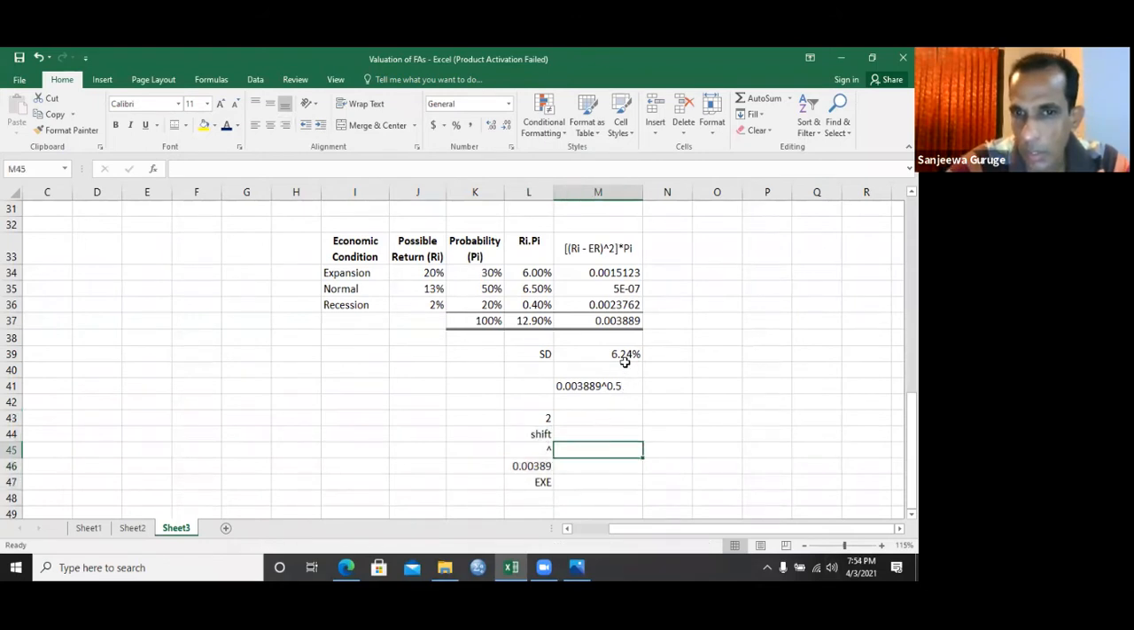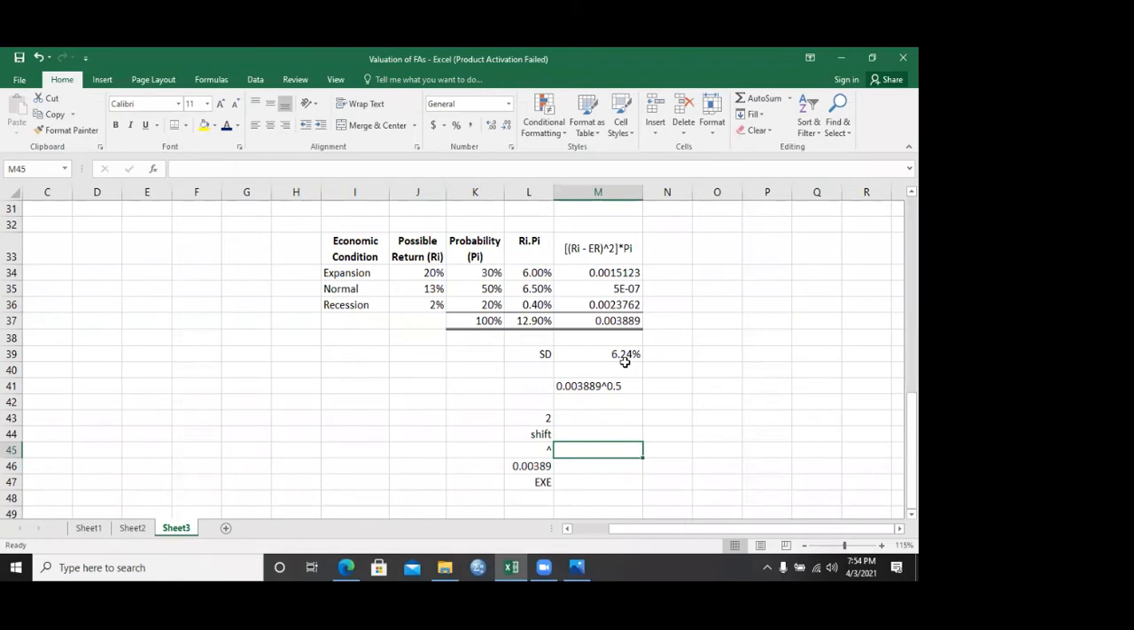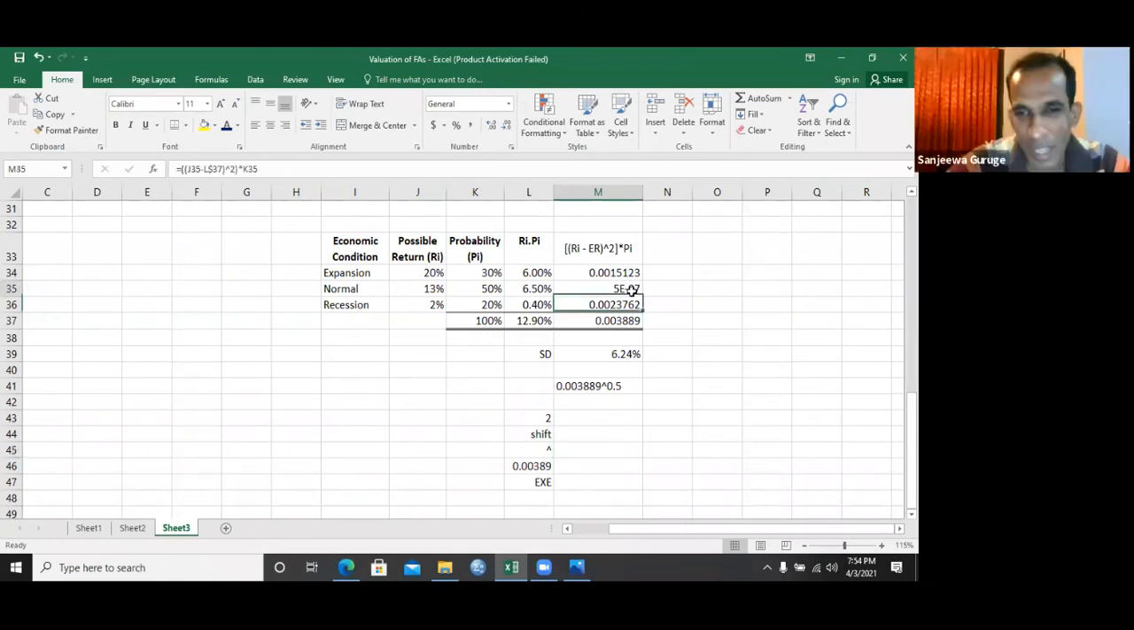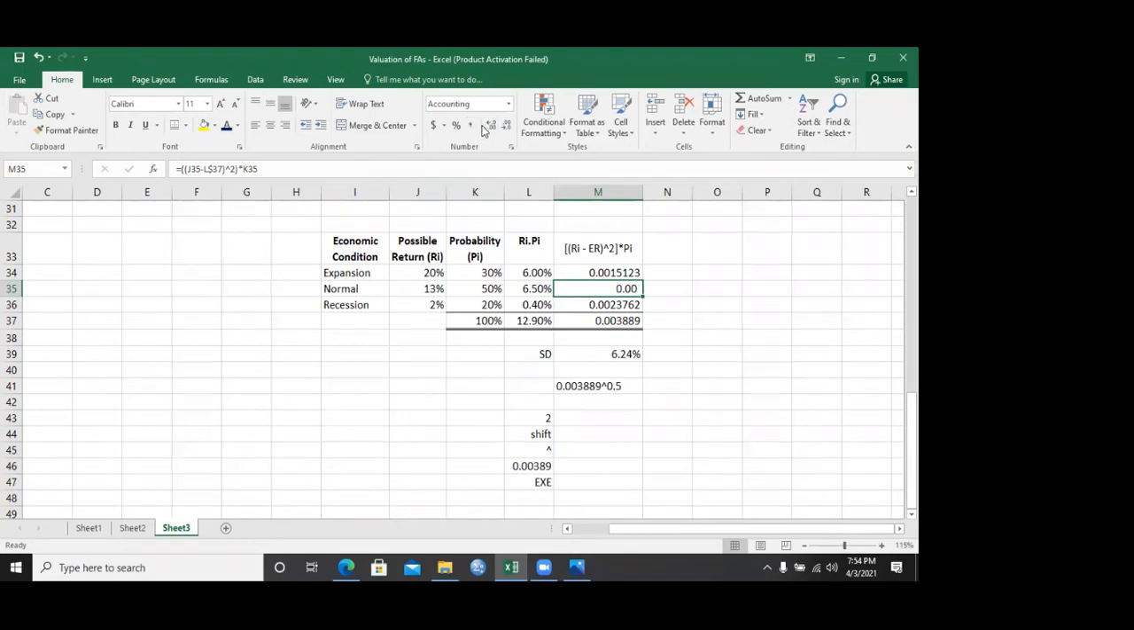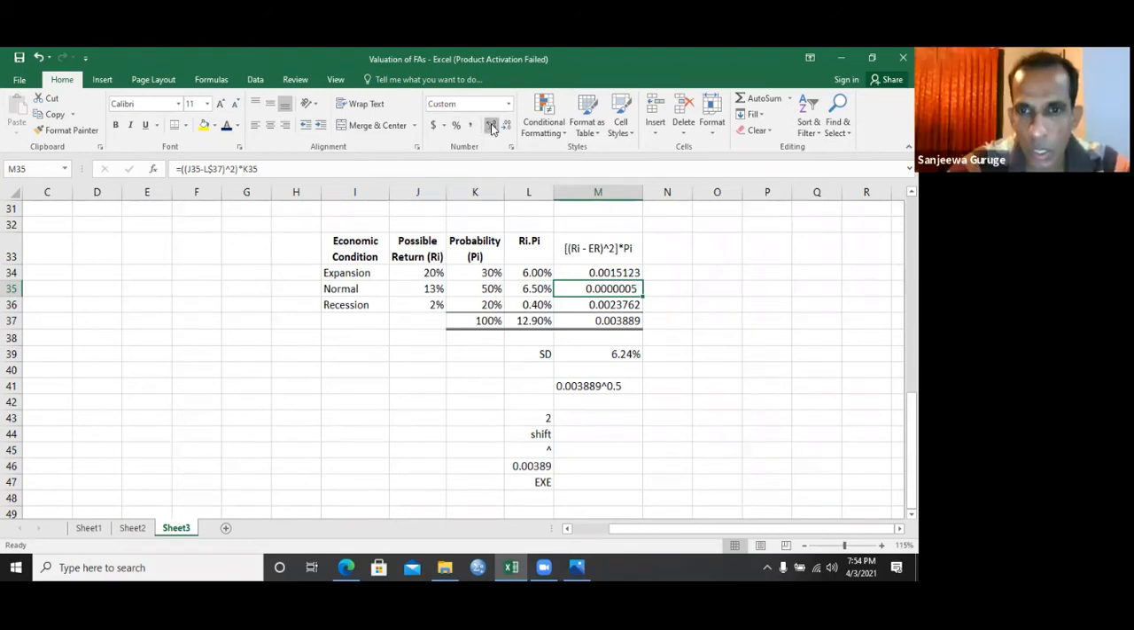Sanju, just a quick question on cell number M35. Why does it say 5E-07? That's a very small number, with so many decimal points. So if you put it this way, the first number is the third decimal point. That is the meaning.